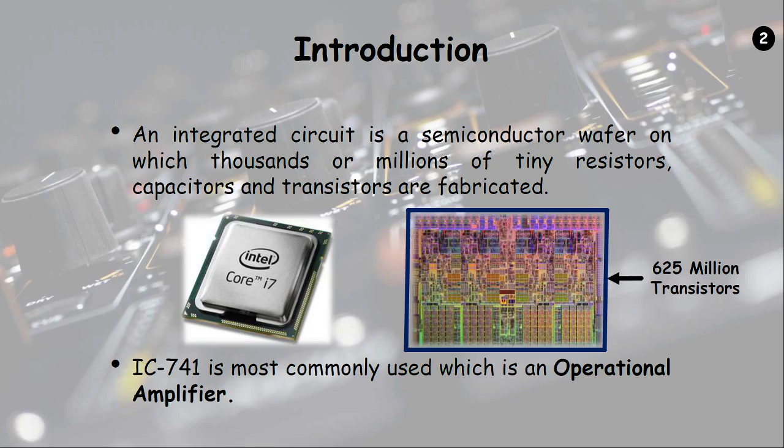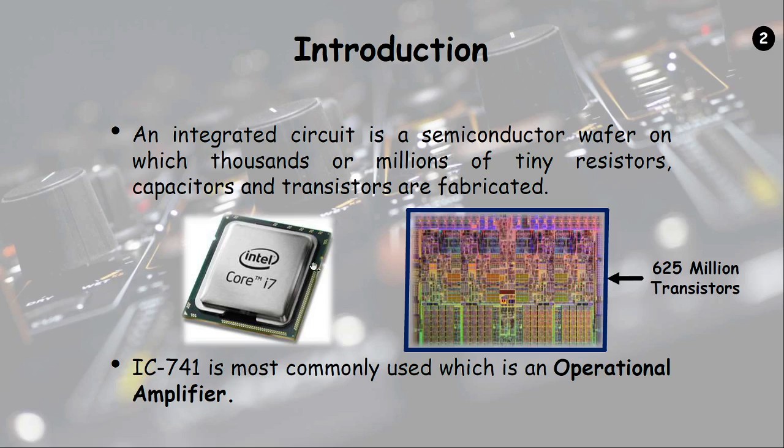It means the semiconductor material on which we form the transistors. Like if you imagine the Core i3 processor of Intel, you will find near about 625 million transistors on this chip. 625 million transistors over this chip. The first IC developed previously is the IC 741, and this is a very commonly used IC.